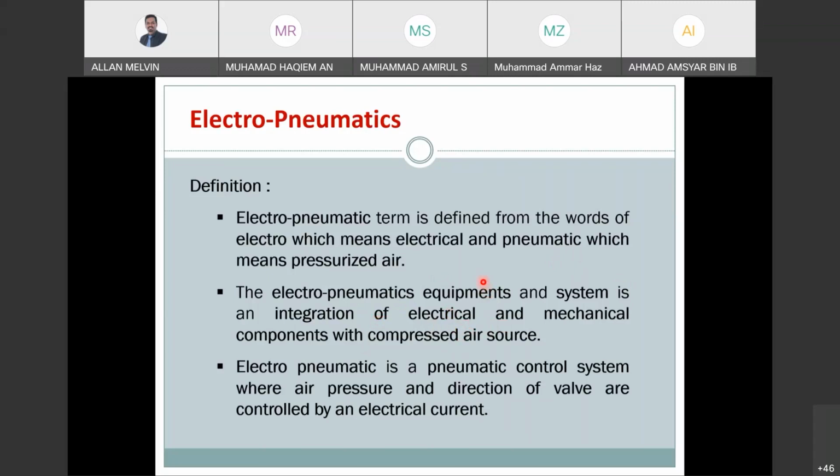Okay, so electro-pneumatic is a pneumatic control system where air pressure and direction of valve are controlled by an electrical current. So most of the part, electrical part controls the pneumatic. Okay, so only dalam limit switch or roller, it is connected back to electrical. Kalau tak, electrical akan control pneumatic. So that's on the definition of electro-pneumatic.